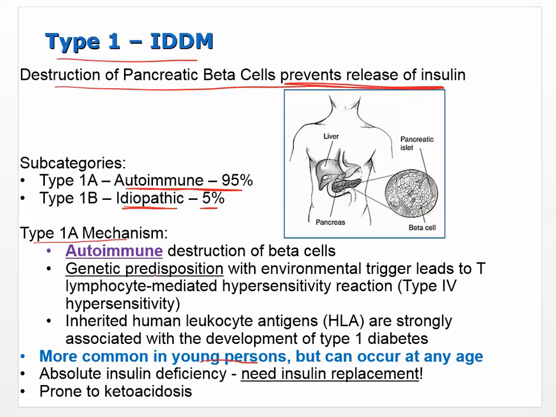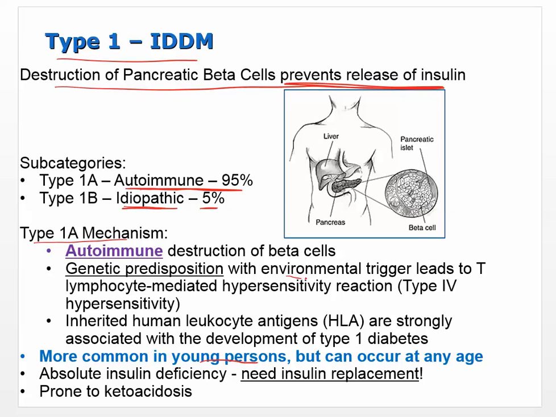Like I said, it's autoimmune. There's usually a genetic predisposition. So a genetic predisposition means that just because your parents, maybe both of your parents, had type 1 diabetes, it doesn't necessarily mean you're going to get it. There's a predisposition to get it, so your chances are increased, but it's not a guarantee. So there's a genetic predisposition with environmental triggers.